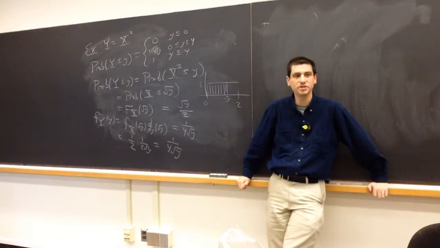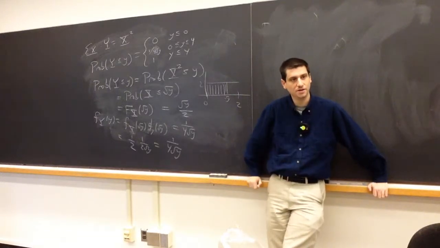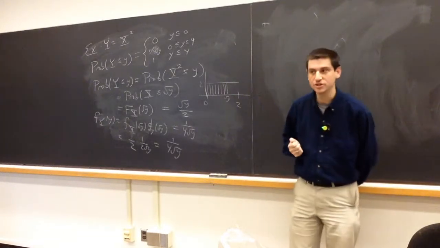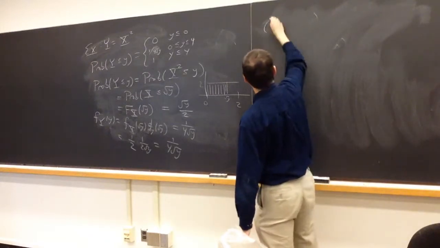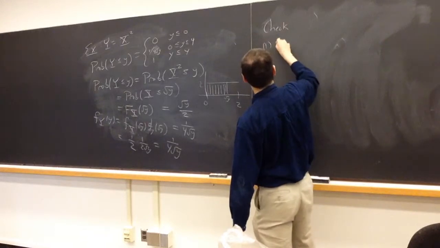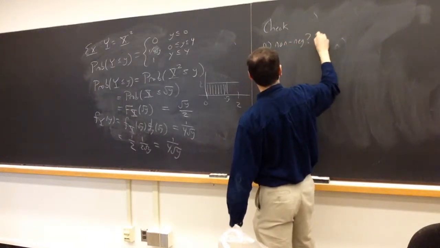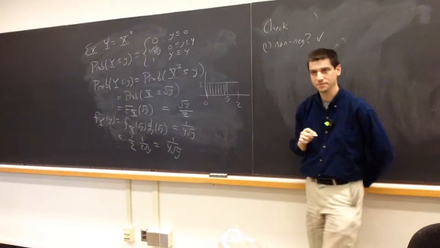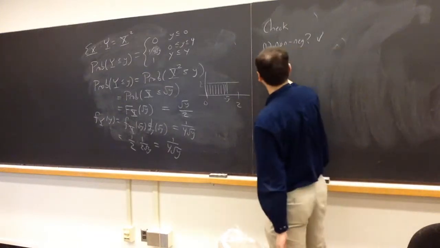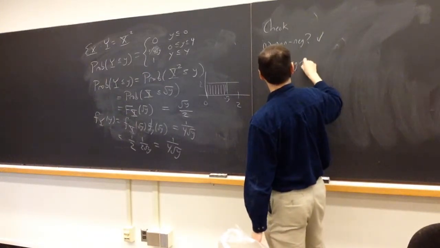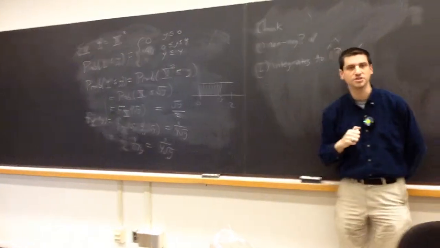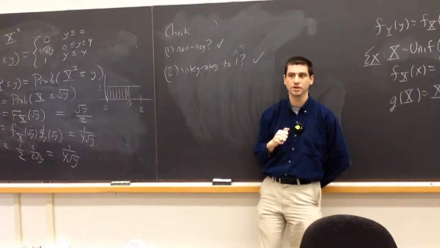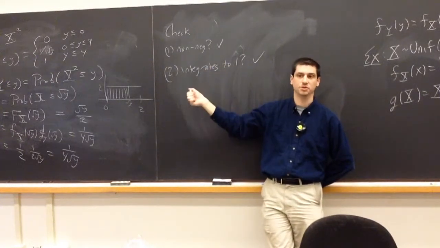So what properties should a probability distribution function have? One is it integrates to 1. What else? Non-negative. So we could check: 1, non-negative. Yes. 2, integrates to 1. Yes. I'll leave that as an exercise to you in integration. It does integrate to 1. So this is at least showing that it's reasonable.